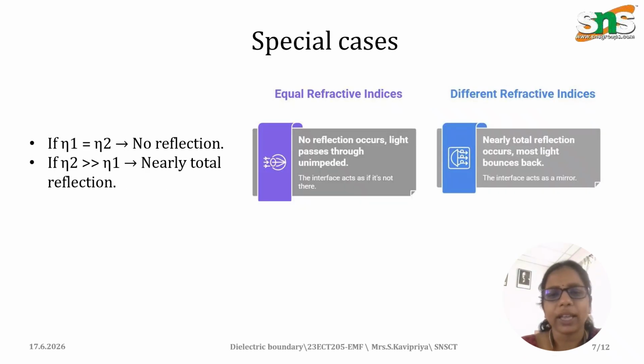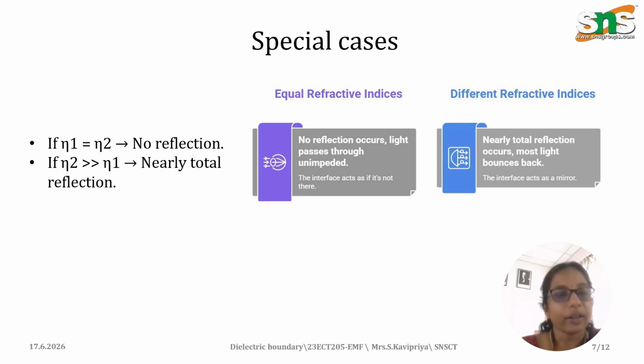So what are the special cases involved here? If eta 1 is equal to eta 2, where eta is the intrinsic impedance, eta 1 being the intrinsic impedance of medium 1 and eta 2 the intrinsic impedance of medium 2, if both are equal, then no reflection of waves occurs. If eta 2, the intrinsic impedance of medium 2, is greater than eta 1, the intrinsic impedance of medium 1, then nearly total reflection will occur.